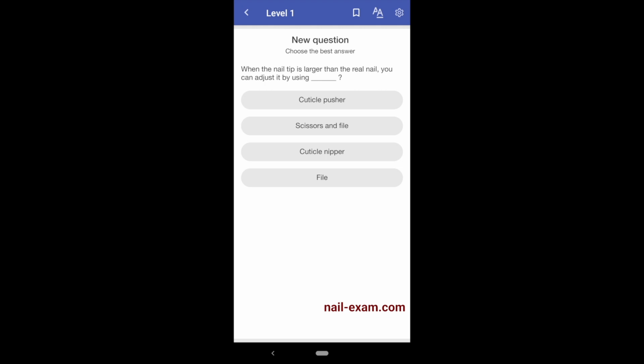When the nail tip is larger than the real nail, you can adjust it by using. Answers: A. Cuticle pusher. B. Scissors and file. C. Cuticle nipper. D. File. The answer is B.